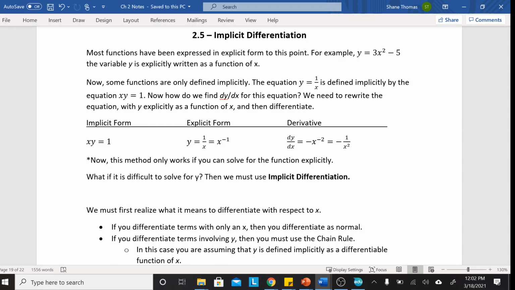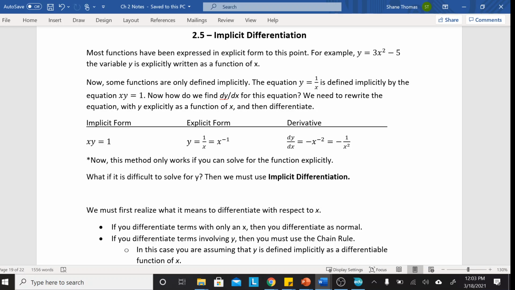xy equals 1. Our explicit form would be here. This looks more traditional for us. All I did was just solve for y, divided both sides by x. Okay? This we can differentiate. We know how to differentiate 1 over x with respect to x. We don't know how to do this one. Okay, so all I did here, I solved for y, and then I can differentiate that. So that works on really simple equations. All right, what if they get a little bit tougher?